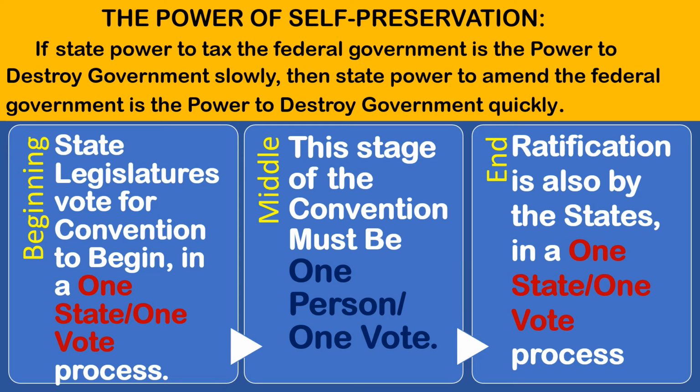And remember, we go back to the McCulloch versus Maryland case. If you had state power to tax the federal government, it would be the power to destroy the national government slowly. So if you had state power to amend the federal government, that would be the power to destroy the federal government quickly, and that can't possibly be the proper result. So under the power of self-preservation, the people must maintain power over the Article 5 convention for proposing amendments itself, and that means it must be one person, one vote.